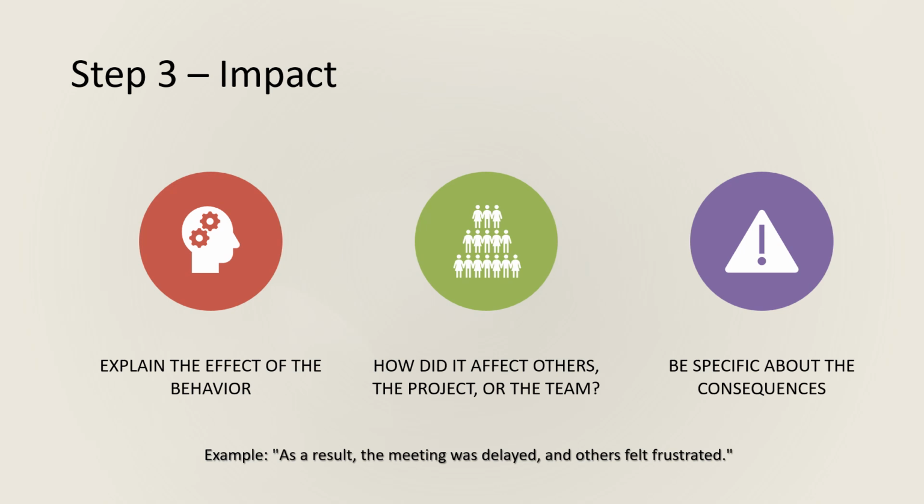Finally, we have impact. This is where you explain the effect of the behavior. How did it affect others, the project, or the team? The goal is to highlight the consequences, whether positive or negative. For example, as a result, the meeting was delayed and others felt frustrated. This connects the behavior to its outcomes.